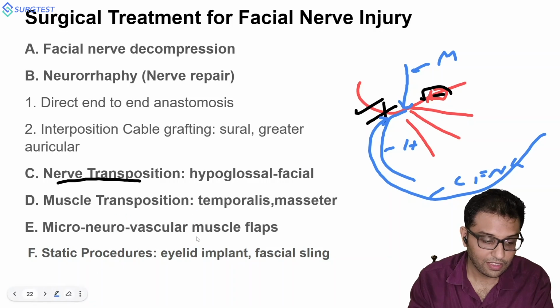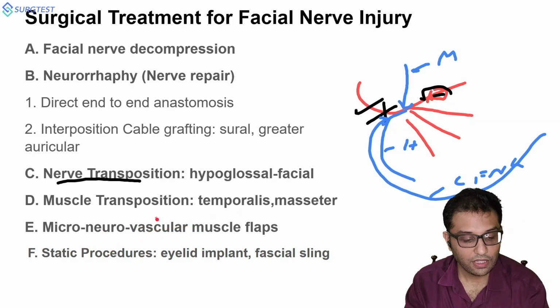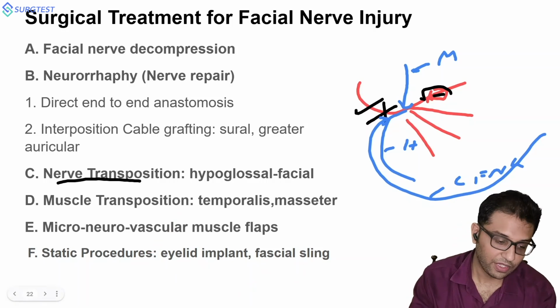Then if there is electrical silence, as I already told you, you have to do muscle transposition procedures like temporalis and masseter, or you can do free flaps like gracilis. These are called dynamic procedures. If the patient is not fit for these procedures, then static procedures like an eye implant or facial sling can be done.